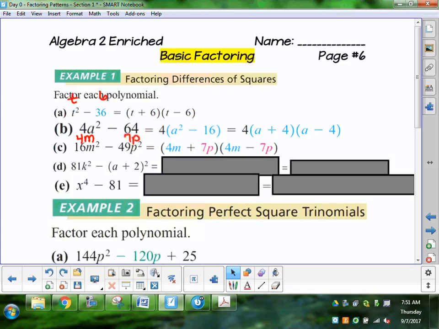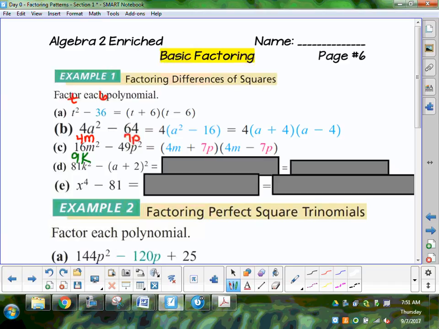When I'm looking at that, is there a GCF there? Something in common to the whole expression? No. Next thing, is it a difference of perfect squares? Look at the left side. Will something times itself give me 81k squared? Yeah, it'll be what?